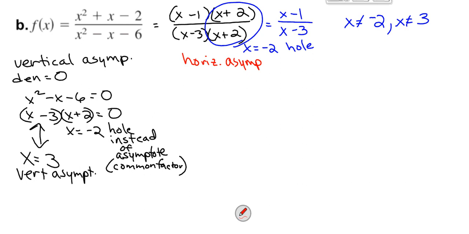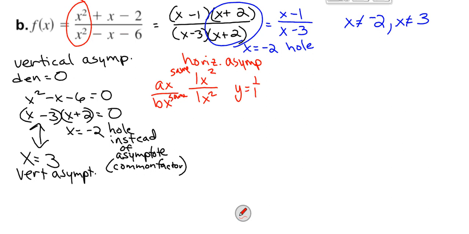In this case, I'm going to go back to that original problem, and I'm going to compare those leading coefficients. So this is 1 over x squared and 1 over x squared. And this is ax to the same over bx to the same. And when that happens, then it's just going to be that ratio of the coefficients. So y equals 1 over 1 or y equals 1. And so that's our horizontal asymptote.